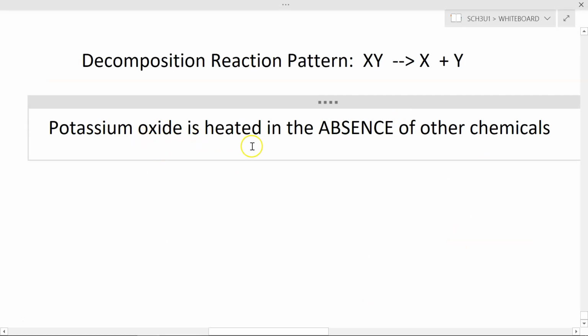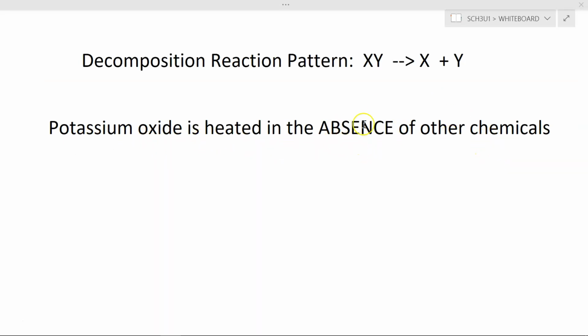Potassium oxide is heated in the absence of other chemicals. So the word absence means there's nothing there. Just the potassium oxide, so it can't react with anyone else. As such, the only type of reaction it could possibly be is decomposition, where it will break apart into its constituent elements. So let's write down the chemical formula for potassium oxide.